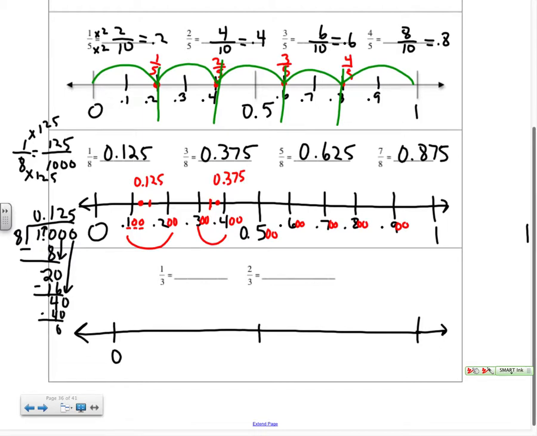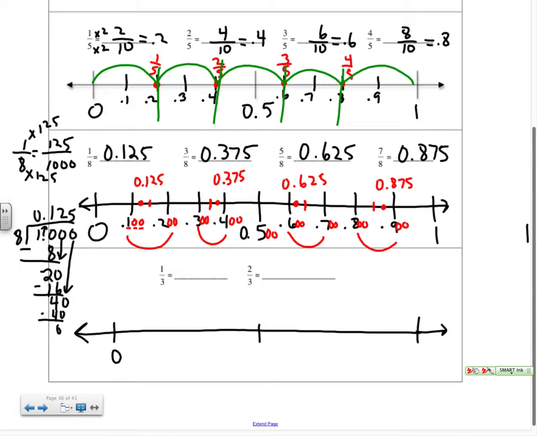5/8 is 625 thousandths. It fits between 600 and 700 thousandths. There's my halfway mark, 650. So 625 would go here. And then finally, 875 thousandths is between 800 and 900 thousandths. Halfway would be there, so 875 thousandths is a little more than halfway. Okay, so you kind of get an understanding of where these decimal fractions lay on the number line.